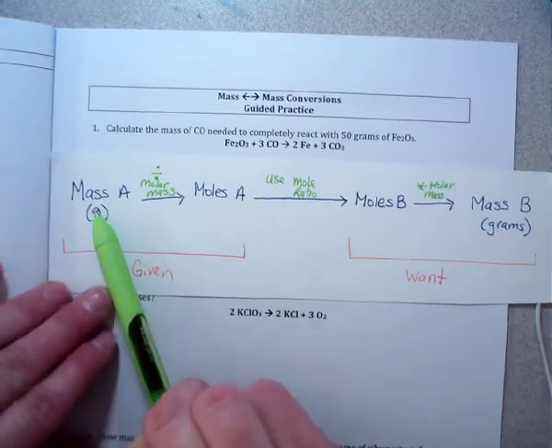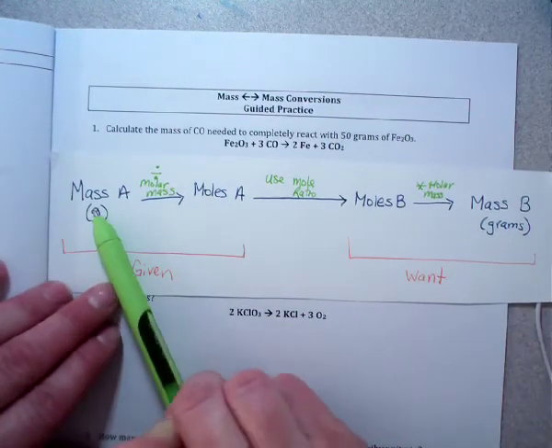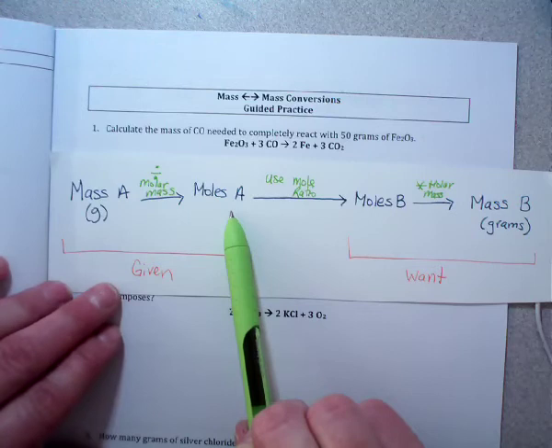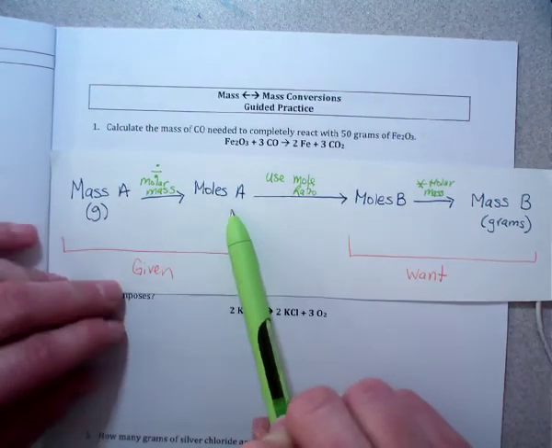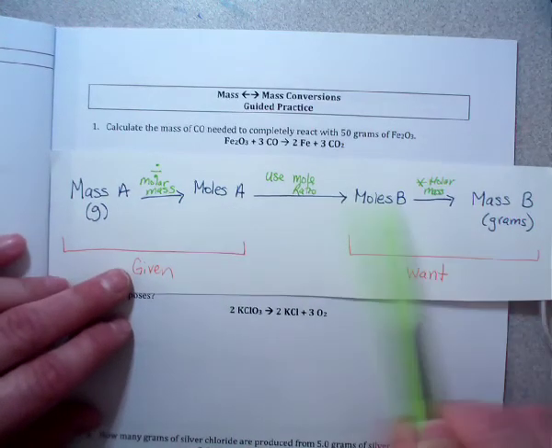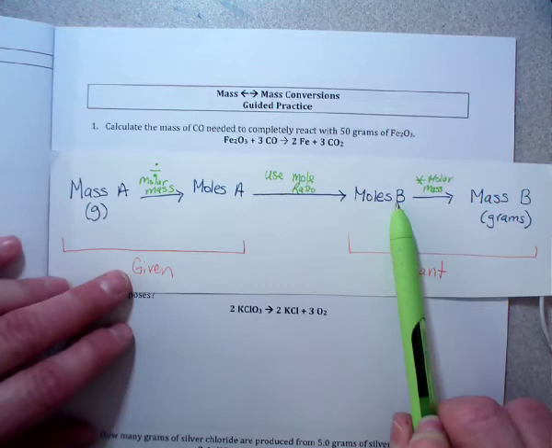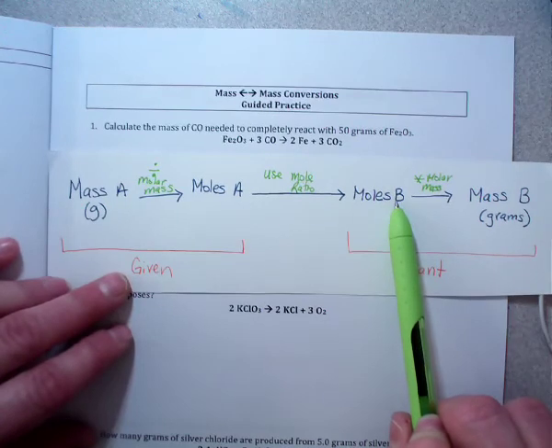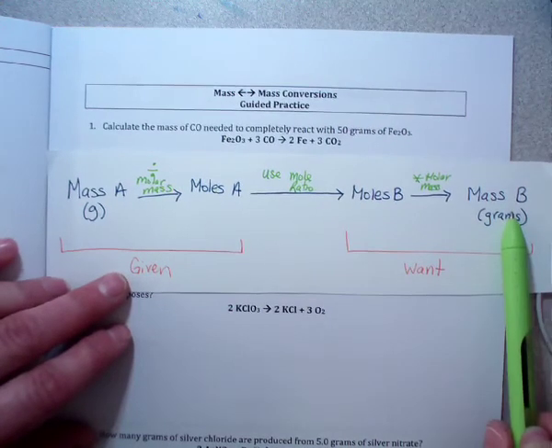We need to convert grams of iron 3 oxide into moles of iron 3 oxide. We need to turn moles of iron 3 oxide into moles of carbon monoxide. And then finally, we need to turn moles of carbon monoxide into grams of carbon monoxide.